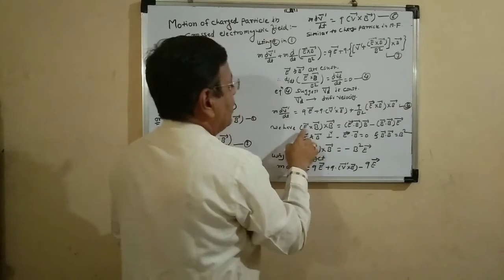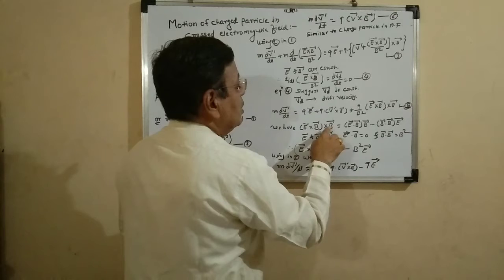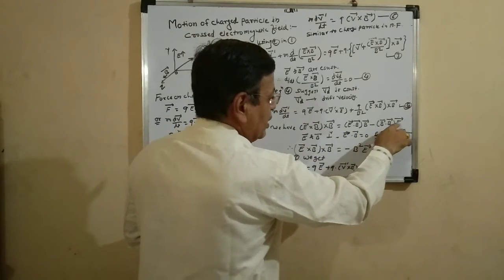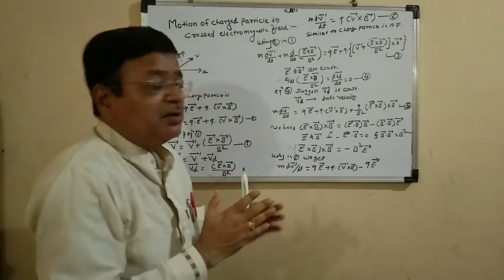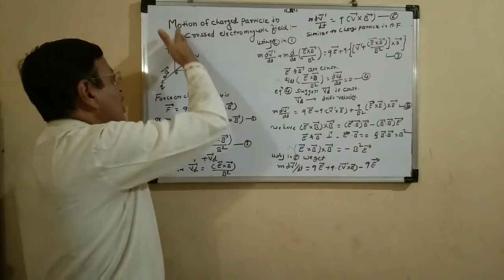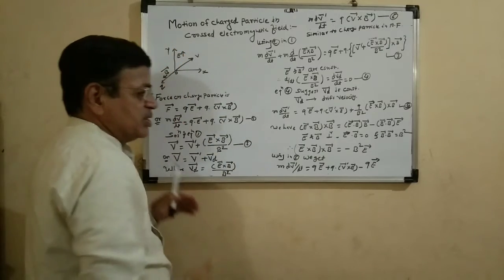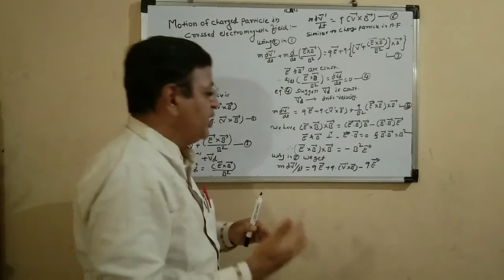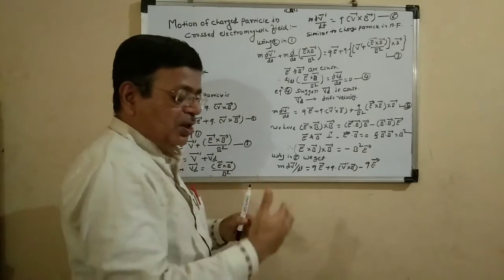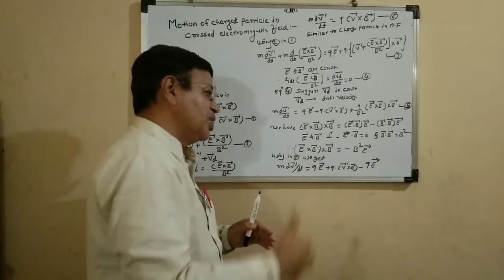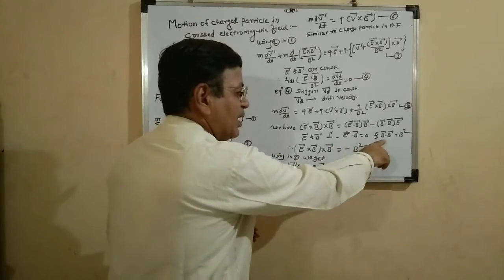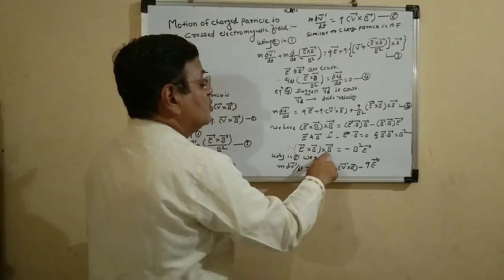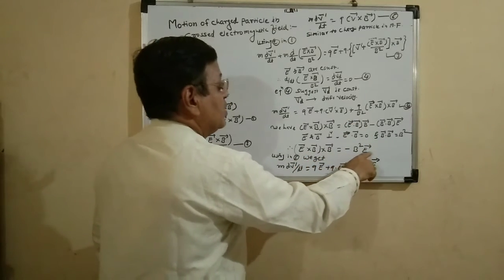Now we have to solve this (E × B) × B term. By using the vector identity, we can write (E × B) × B = (E·B)B − (B·B)E. But E and B are perpendicular to each other. The electric field is along the y-axis and the magnetic field is along the z-axis. So E·B = EB cos θ, and here the angle is 90°, so EB cos 90° is 0. So E·B = 0. Similarly, B·B = B². Using this, (E × B) × B = −B²E.